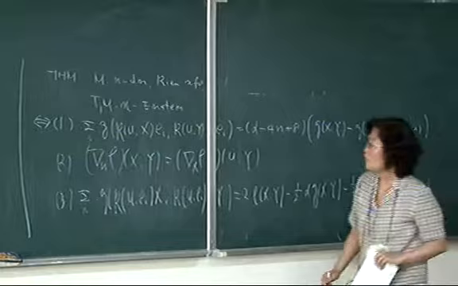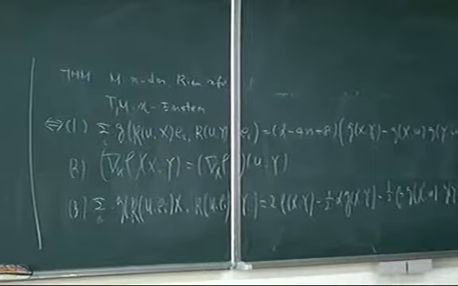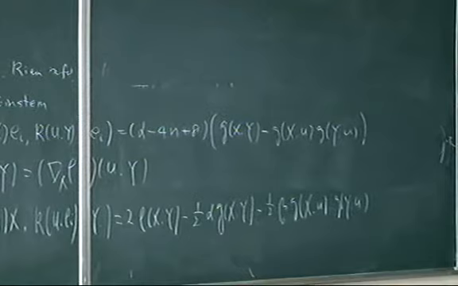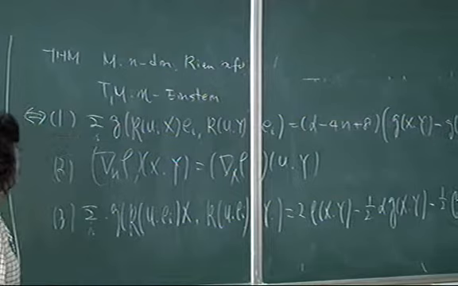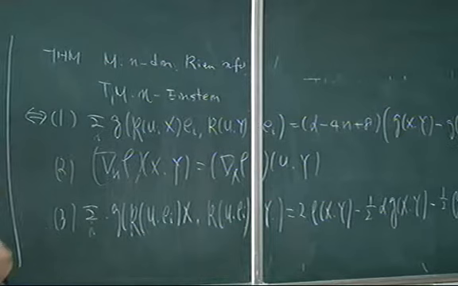We want to compute exactly what alpha and beta are. Actually, this alpha and beta are constant and do not depend on the point. So the unit tangent bundle is eta-Einstein if and only if you have these three conditions. Also, the unit tangent bundle has constant scalar curvature.